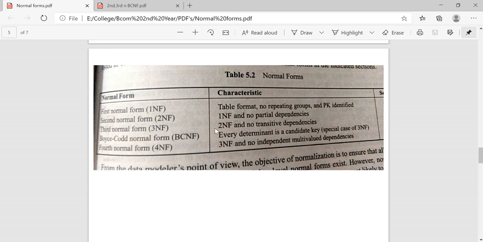Third normal form: second normal form plus no transitive dependencies. So automatically the table should be in first normal form. It should not have any partial dependencies as well as no transitive dependencies.